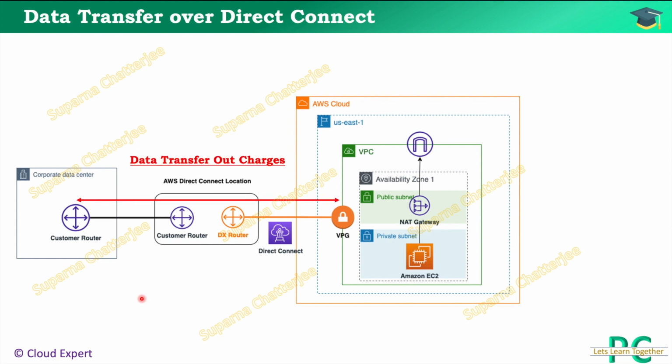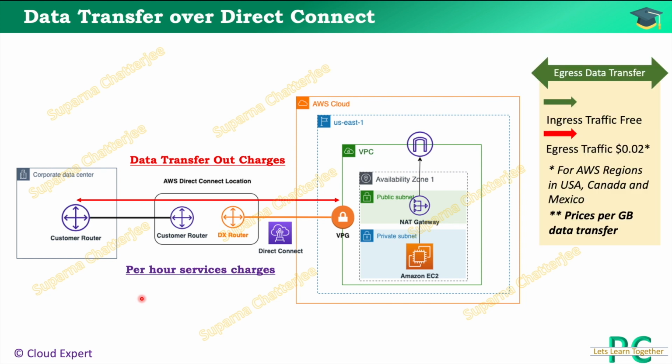Like before, any data transfer from your corporate data center to AWS Cloud, that is the ingress data transfer, is free. But if you are moving any data out from AWS Cloud to your data center using Direct Connect, you will pay data transfer out charges. And here the pricing is again the same. For ingress it is free, for egress 2 cents per GB of data transfer.